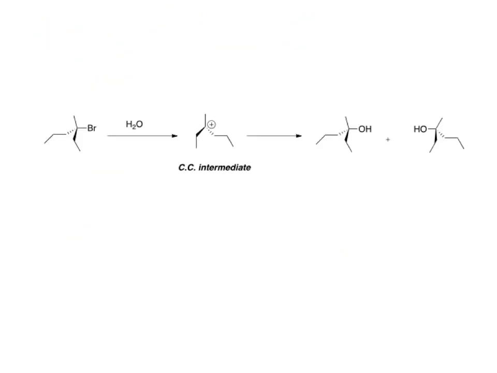Now we can talk about the stereochemistry of the SN1 reaction. If you start with a chiral reactant and perform an SN1 reaction, you would lose any chiral information and end up with a racemic mixture. This result is the consequence of the mechanism.